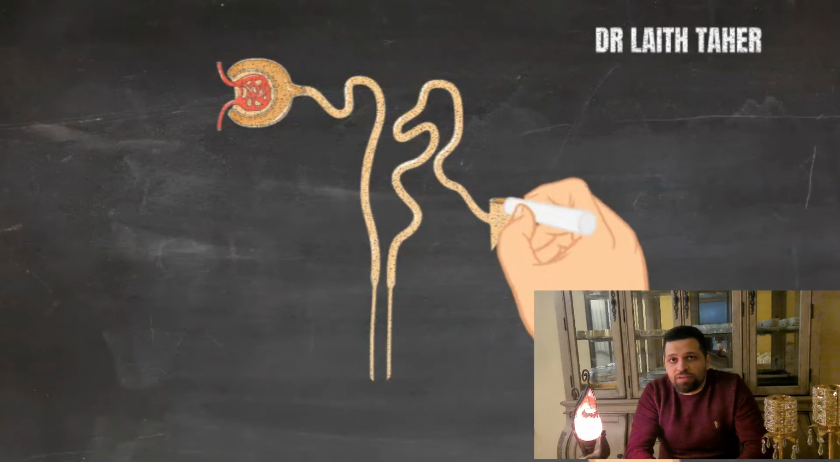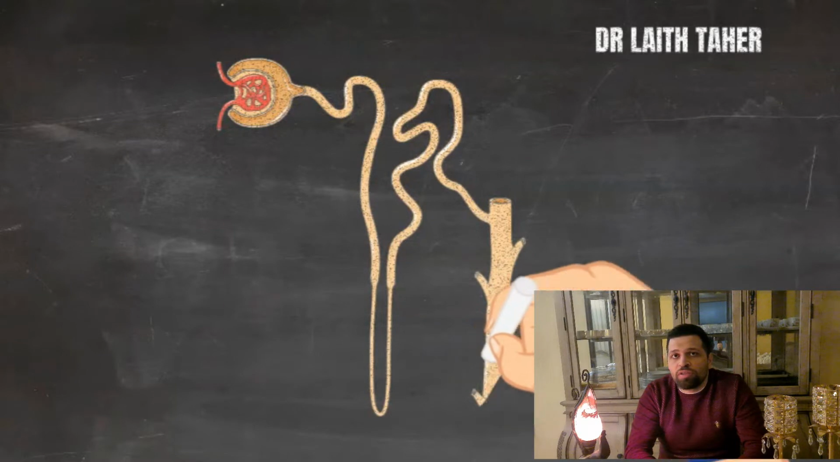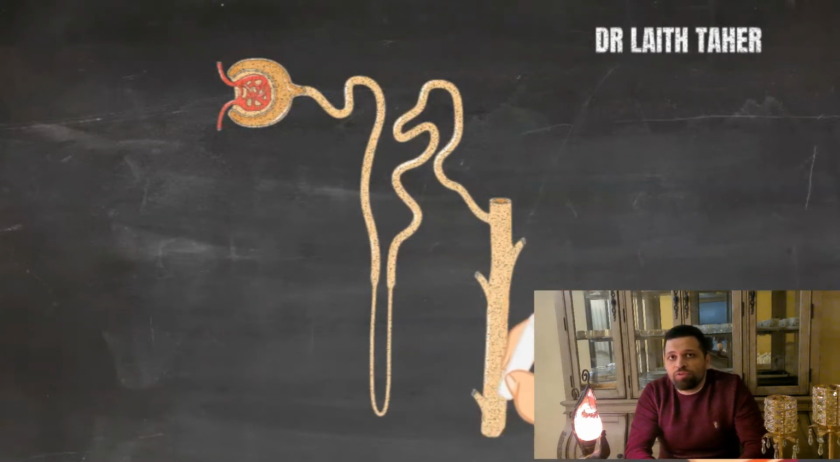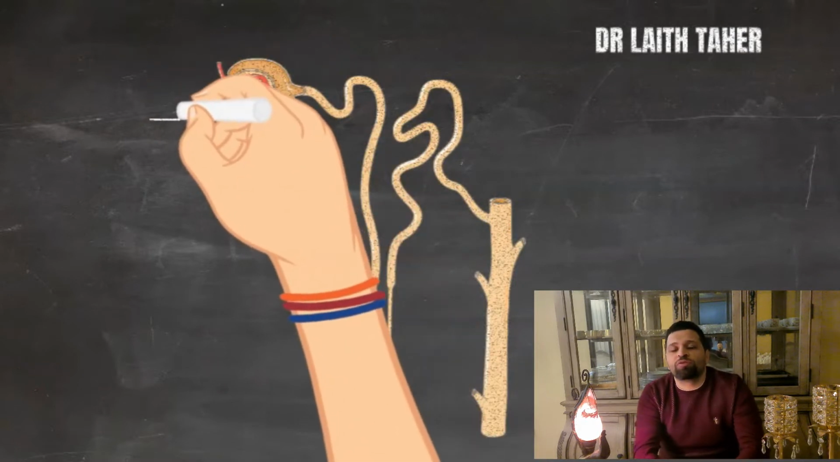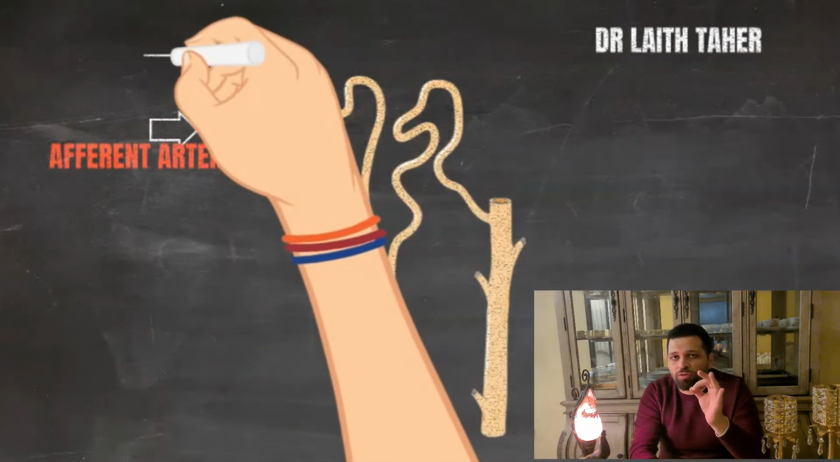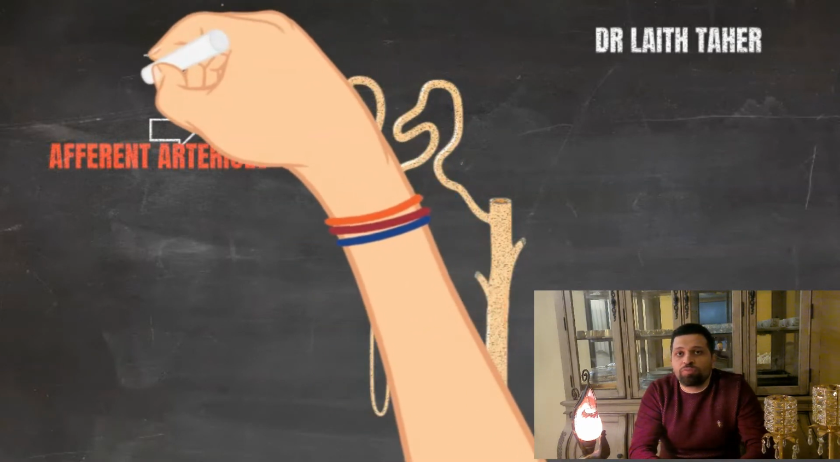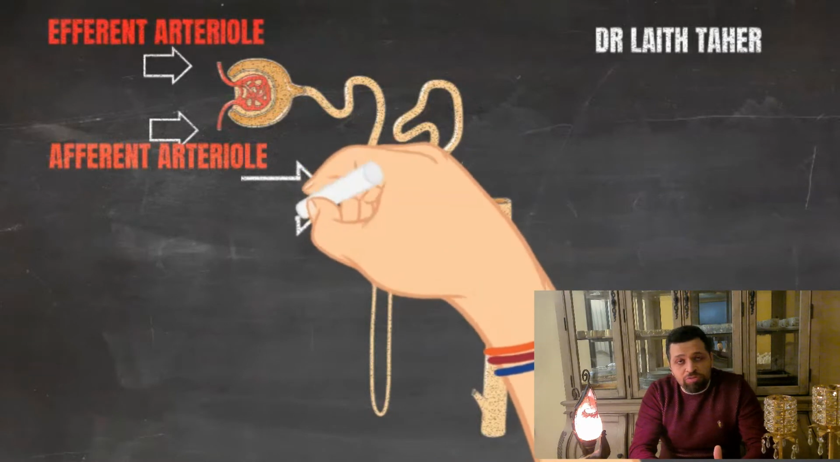The tubule, as we said in the last lecture, consists of the proximal convoluted tubule, the loop of Henle, the distal convoluted tubule, and the collecting duct. Now, the proximal convoluted tubule is proximal because it's close to the glomerulus, while the distal convoluted tubule is distal because it's distal to the glomerulus.